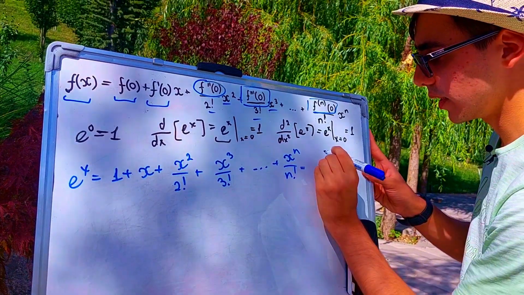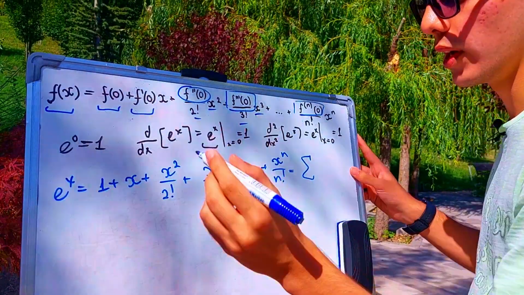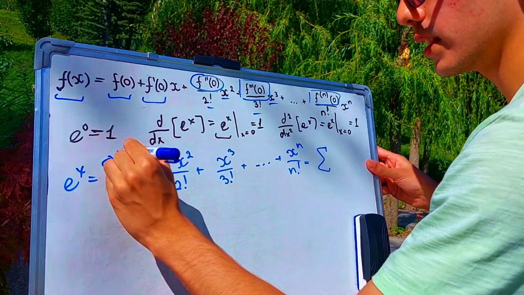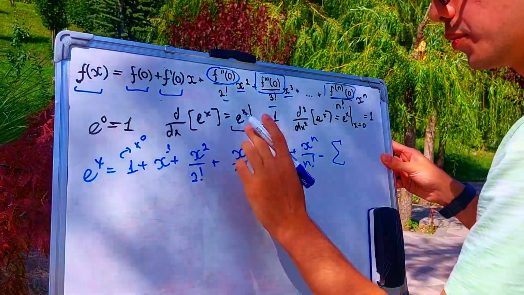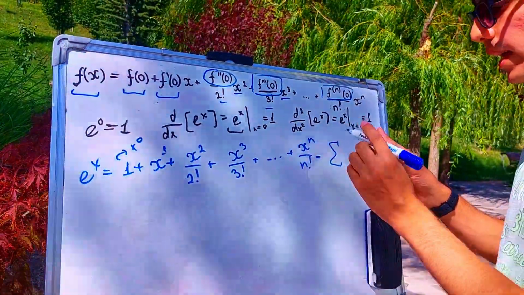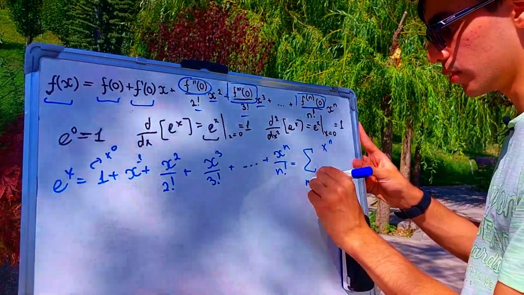And let's write sigma notation as well. So we notice that we have powers. Actually, 1 is x to the power of 0, then this is 1, 2, 3, 4, 5, and so on until n. It starts from 0.